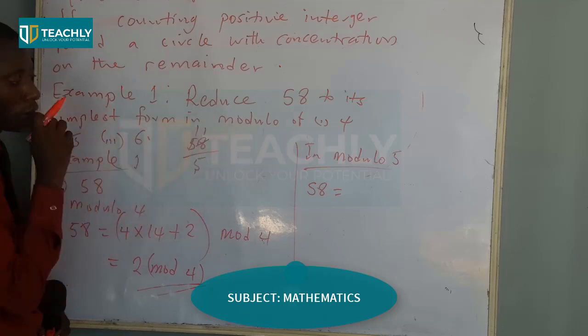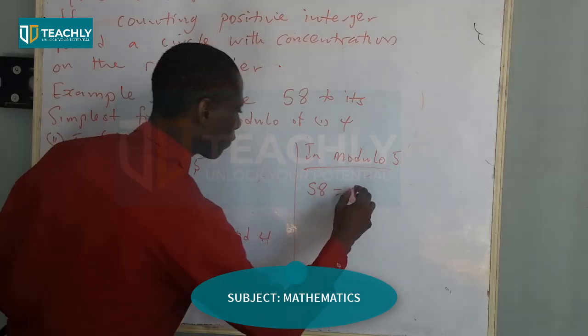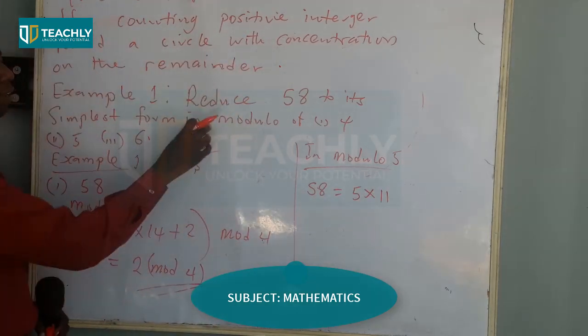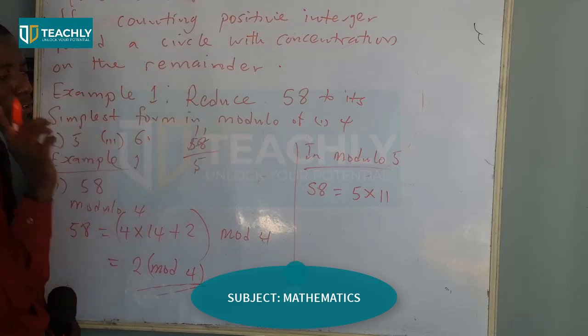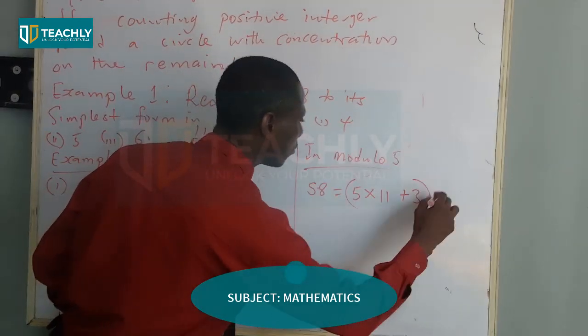5 times 11, that's 55. So you are going to express your 58 as 5 times 11, 55. Subtract 55 from 58, what remains? 3. That is remainder 3. Like this, modulo 5.